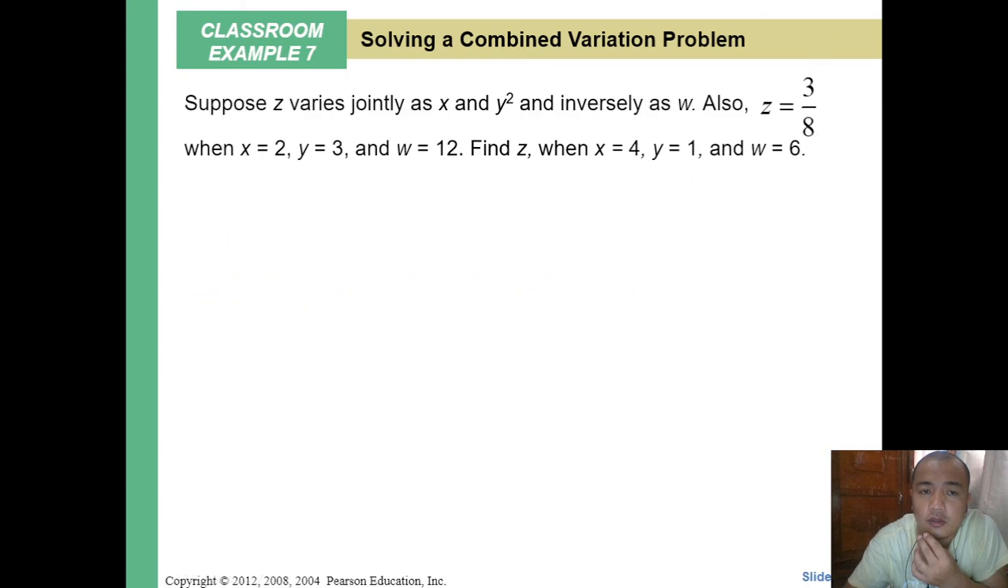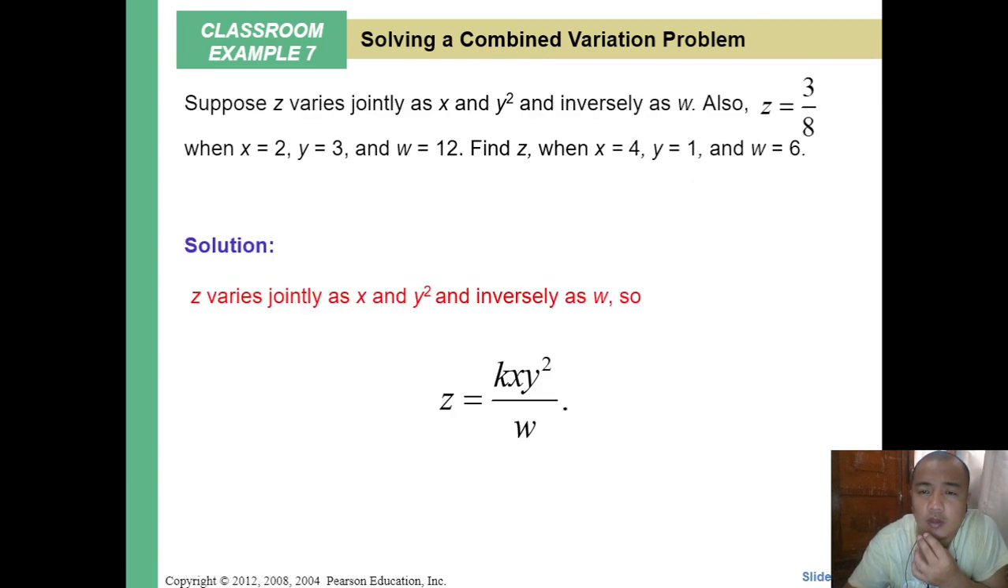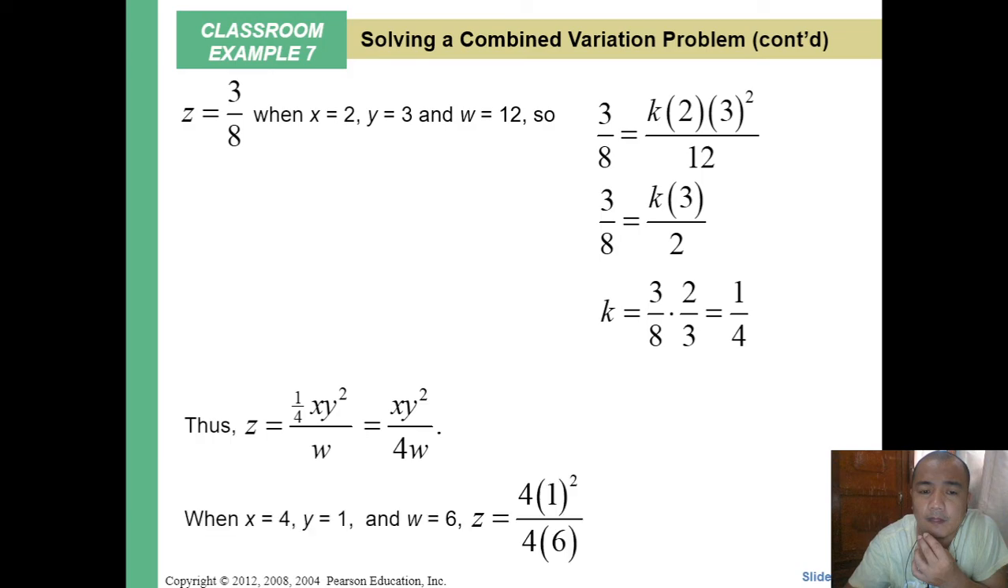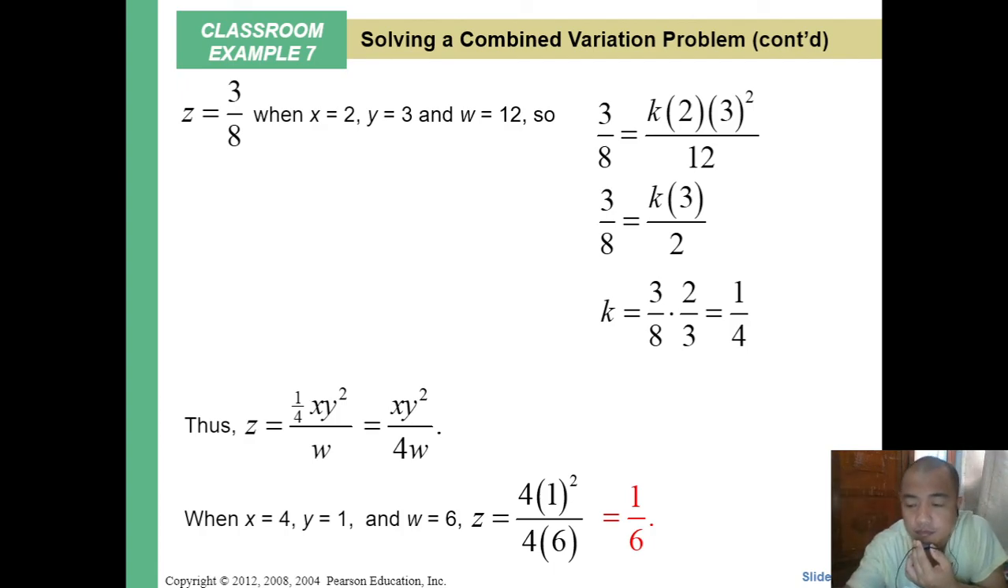What is the question? Find z when x equals 4, y equals 1, and w equals 6. So substitute y by 1, w by 6, and x by 4. So 4 times 1 is 4 over 24, 1 over 6. Yes, 1 over 6. Correct. That's the answer. So that ends our topic on variation.